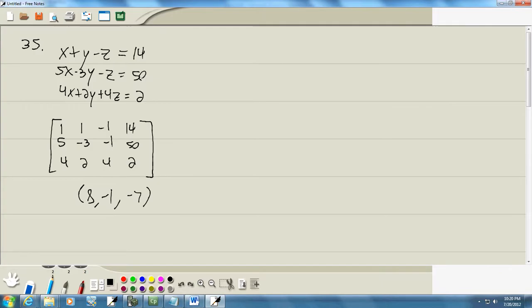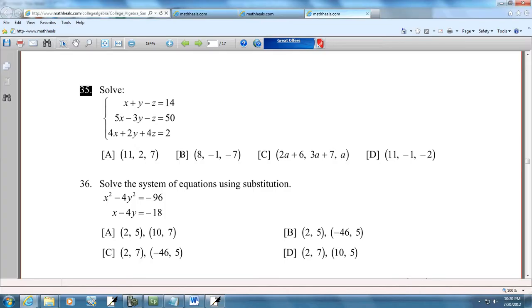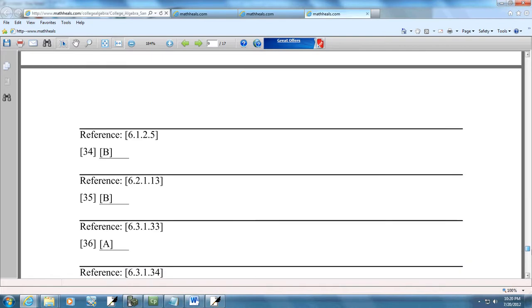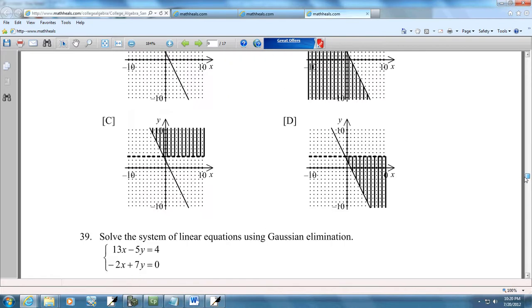Looks like B is in the book like that. So let's go down there and check that. 35B. And that checks.